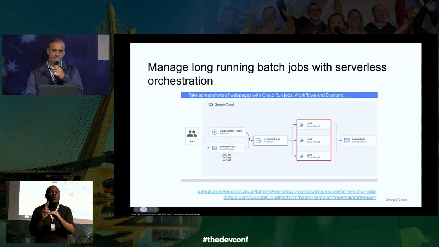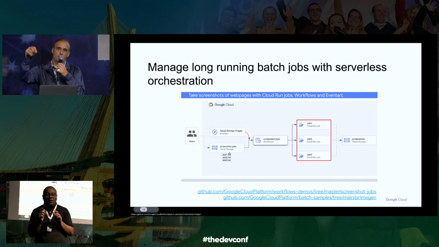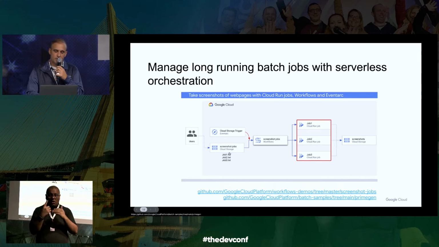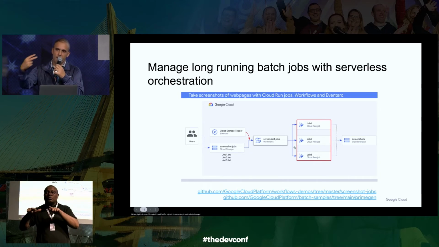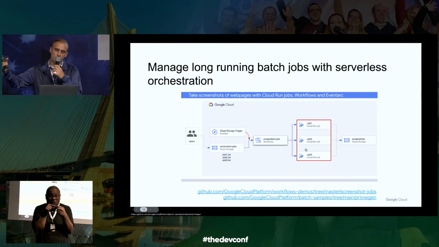When the user saves a file to a bucket that has the definition of a job, this gets picked up by EventArc, that goes to workflows, and then workflows looks at the job. The job has the list of URLs that we want to scrape. Then it says, okay, job 1 has 3 URLs. Then it will create 3 Cloud Run jobs to run them. And these Cloud Run jobs will go and fetch the websites, download the screenshots of those websites, and save them to the cloud storage bucket, right?